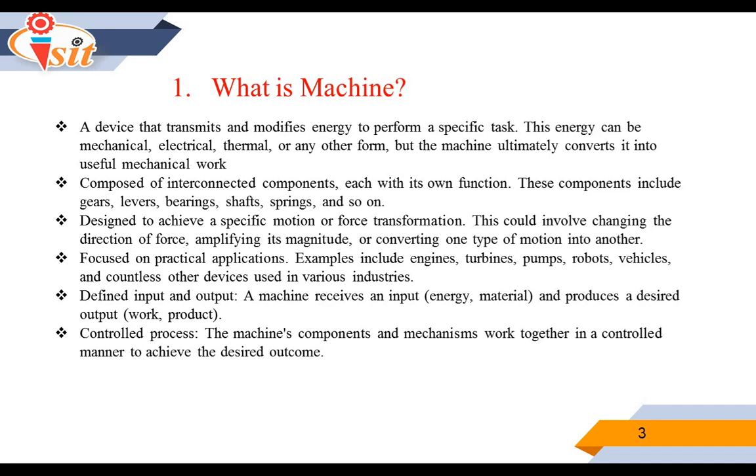For example, this includes the turbine, pump, robots, vehicles, and countless other devices used in various industries. A machine receives the input in terms of energy and material and produces the desired work output, that is in terms of product. So the machine components and mechanisms work together in controlled manner to achieve the desired output. Okay, so this is the machine. In simple words, machine is a device which receives energy in some available form and utilizes that energy to do some particular type of work.